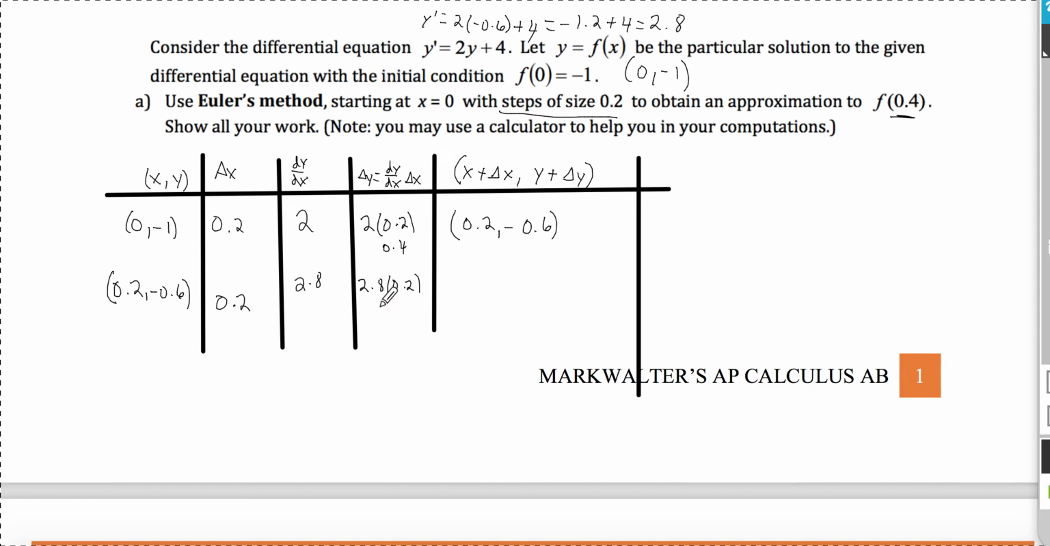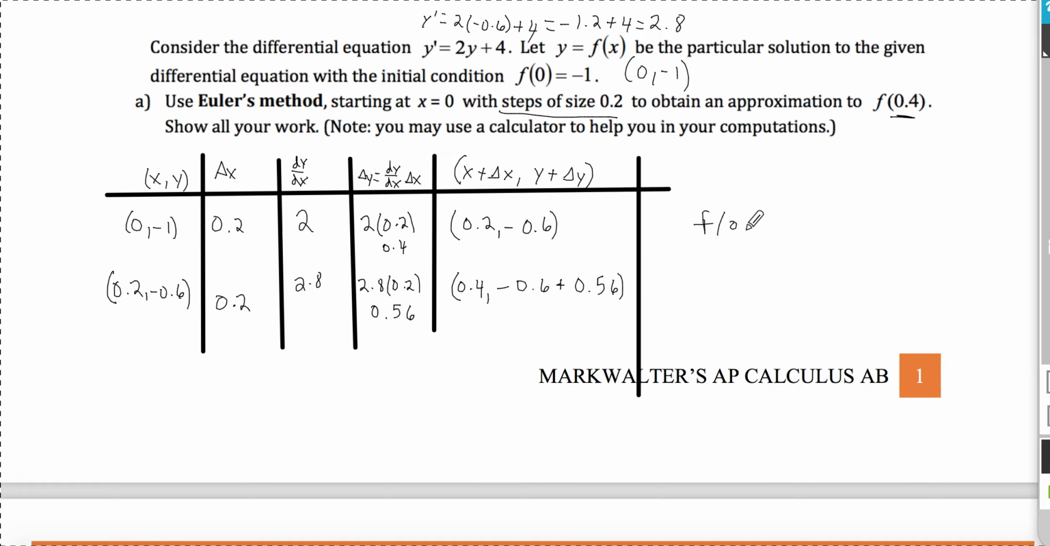What does that give me? Multiplying those things together would give me 0.56. So my new point, I'll take 0.2, my x value, I'll add my delta x, that'll give me 0.4. Then I take my old y value, which is -0.6. I'm going to add onto it my dy dx, how much my y value is going to change, which is 0.56. Now this point here will help me approximate f of 0.4.